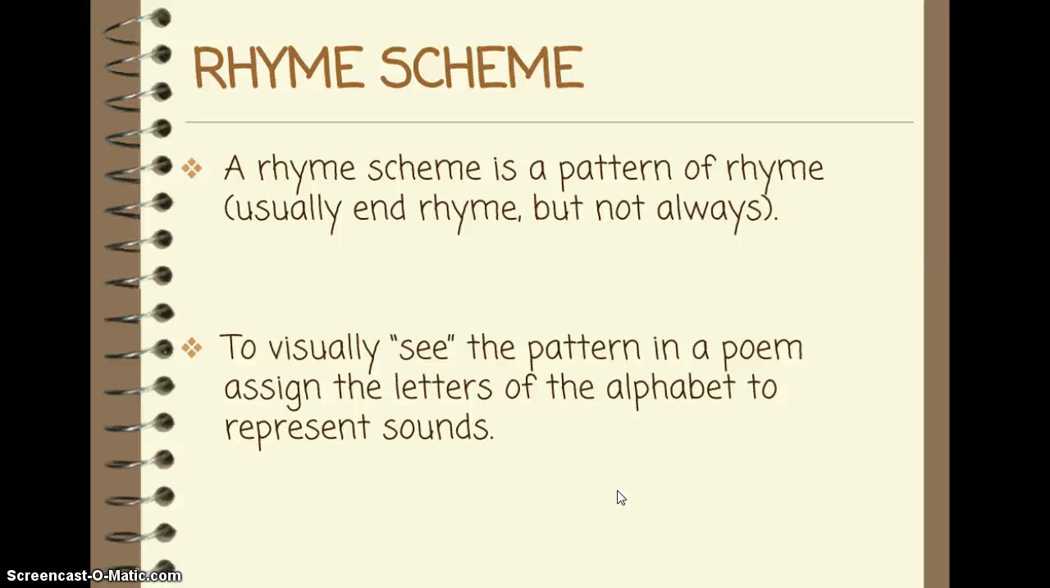Then we have rhyme scheme. Okay, rhyme scheme is a pattern of rhyme. It's almost always end rhyme, but sometimes it's not, but usually it is. So to visually see the pattern, the rhyme scheme in a poem, you assign letters of the alphabet to represent the repeating sounds. Okay, so we're going to take a look at that on the next slide. So your example is on the next slide.